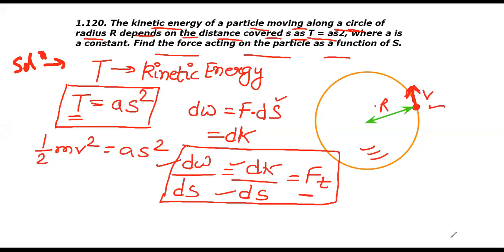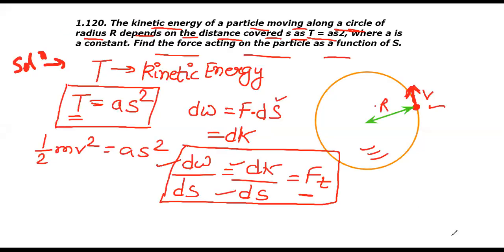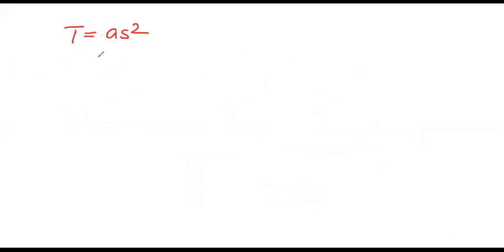Let me take a new page here. Since we are given T, which is kinetic energy, equal to a s square, you can check it out. We need to find dK by ds, which is equal to dT by ds, equal to 2as. So this is equal to 2as, students.